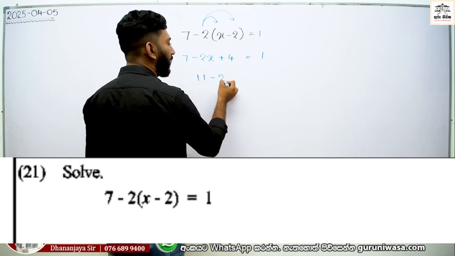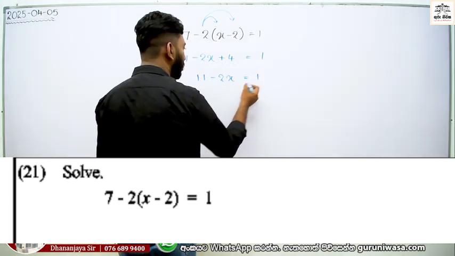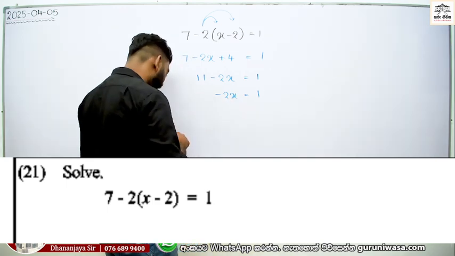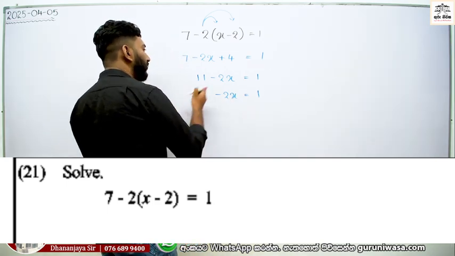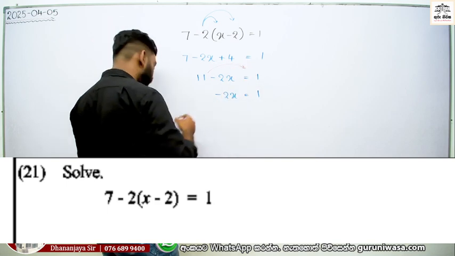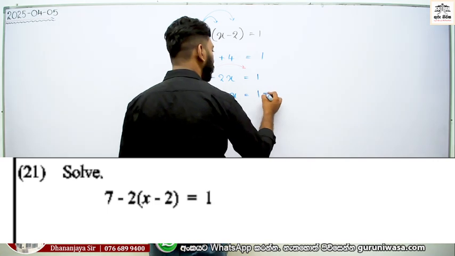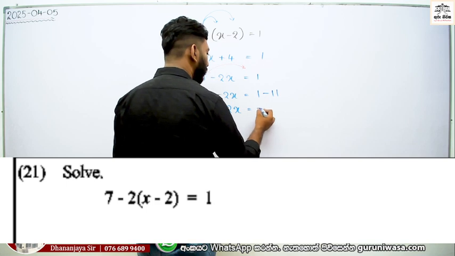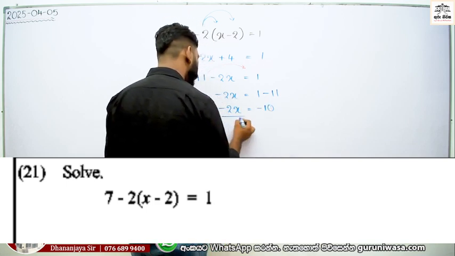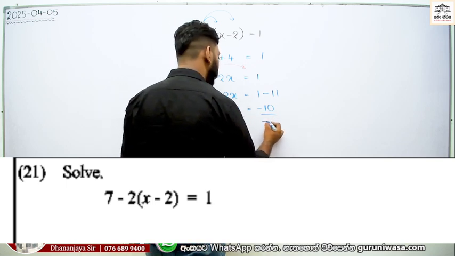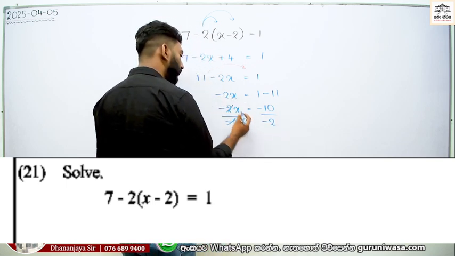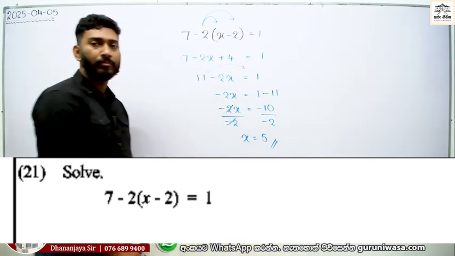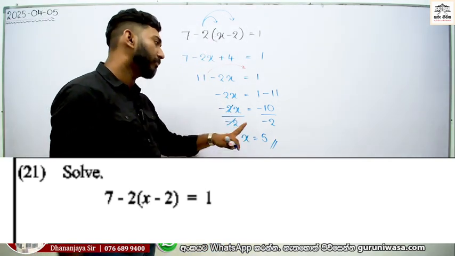11 minus 2x equals 1, so minus 2x equals 1, and plus 11 goes to the right hand side and changes to minus 11. Now minus 2x equals minus 11. Now you can divide both sides by minus 2. Then finally x becomes plus 5. And you know the theory: negative divided by negative becomes a plus.